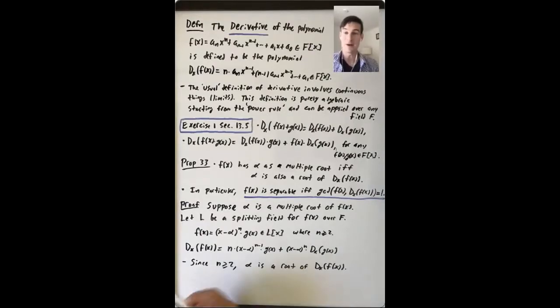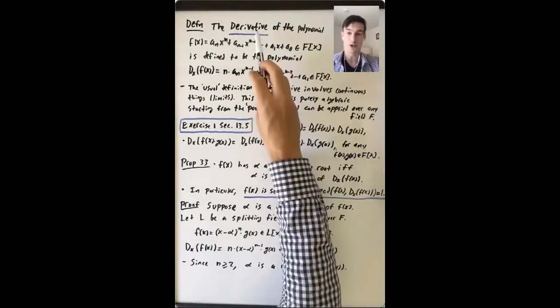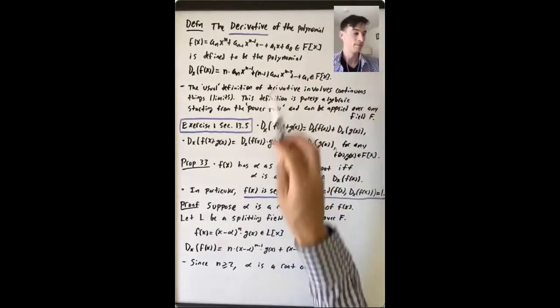We want to talk about ways to determine whether or not a polynomial is separable. And so what are we asking? We're asking whether or not a polynomial has a multiple root in a splitting field. And the way that we're going to understand that question is by looking at the derivative of the polynomial.